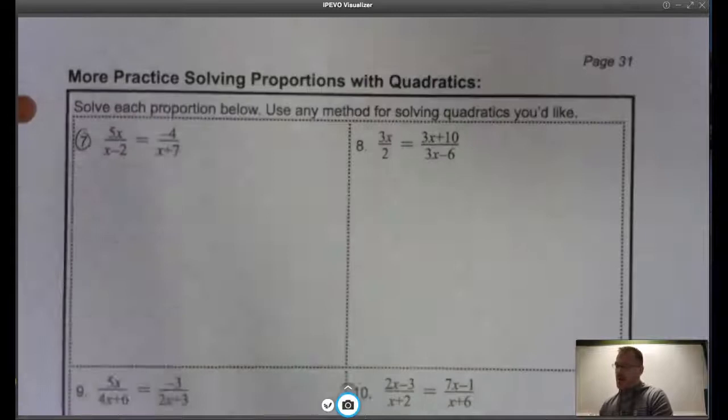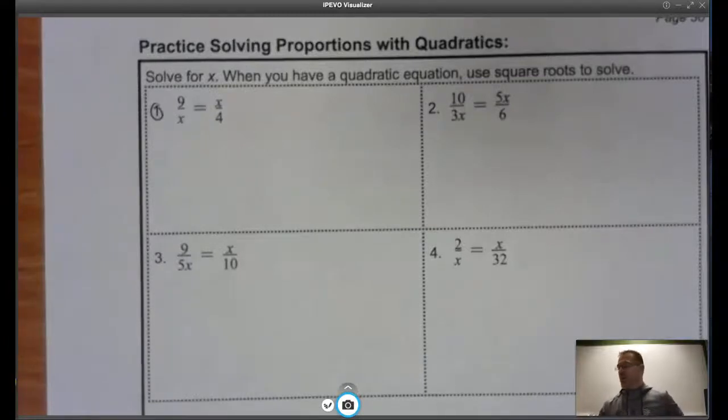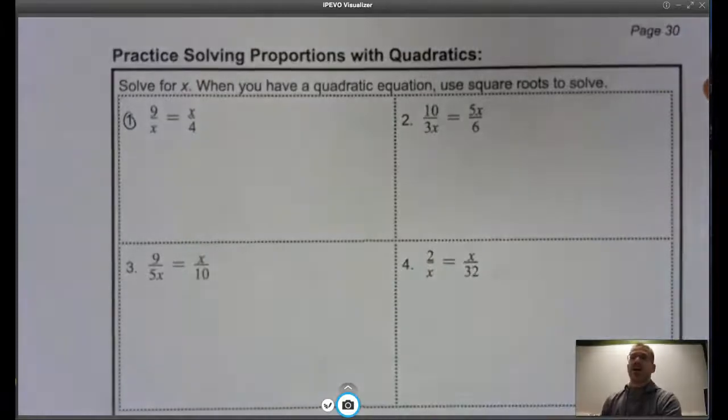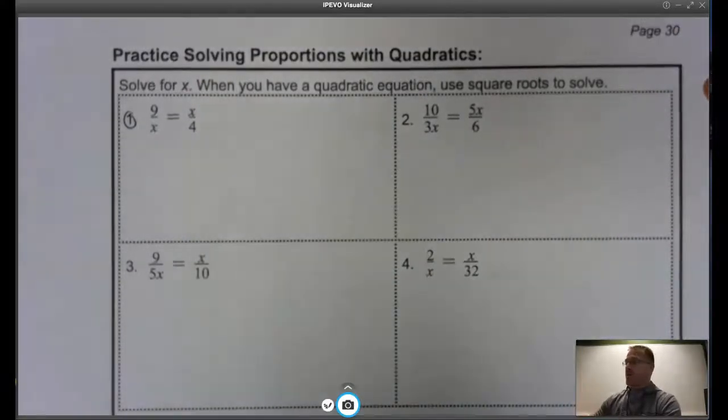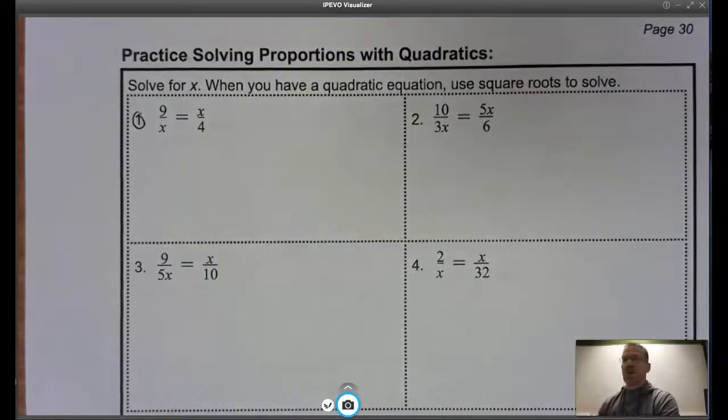So let's flip the page and go to page 30. Actually, let's go to problem 2 here. I was going to do problem 1, but let's go to problem 2. Once again, we see that it's a proportion, so we're going to use that cross product property.